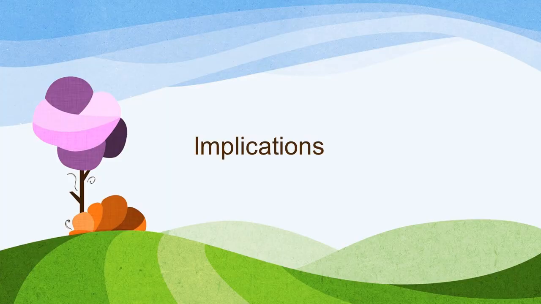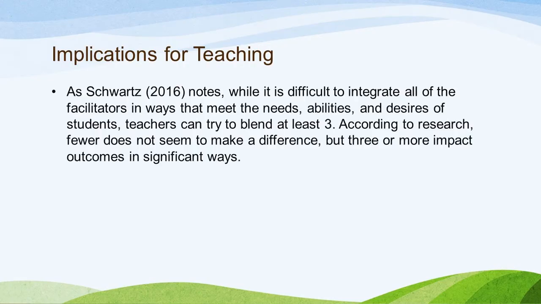Implications are necessary for any type of research. So, for our particular model, the teaching-related implications relate to a study from 2016 by Schwartz that it is difficult to integrate all the facilitators in ways that meet the needs, abilities, and desires of students. However, teachers should try to blend at least three. So, according to research, fewer does not seem to make a difference, but three or more can impact outcomes in various significant ways.